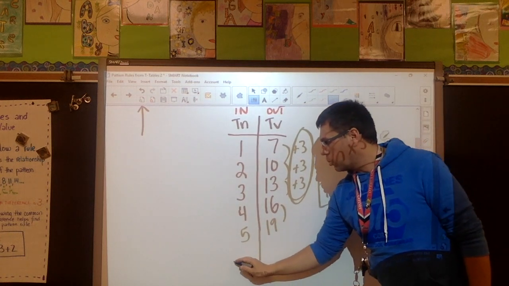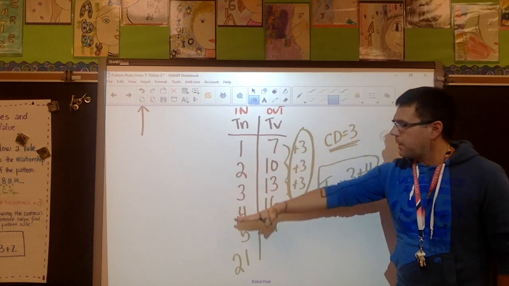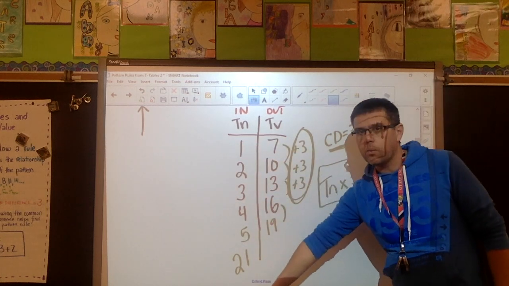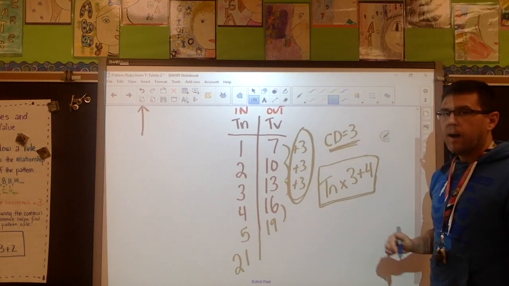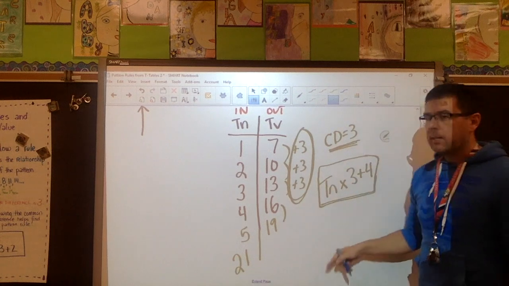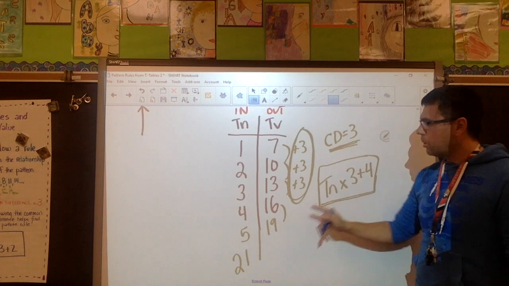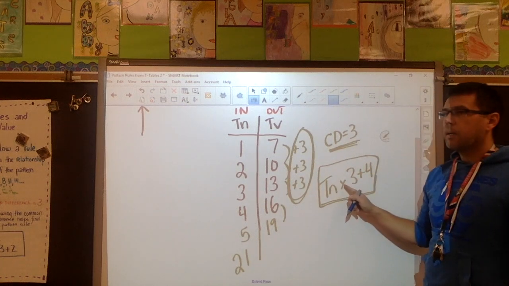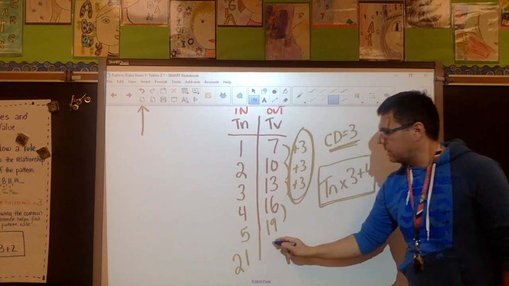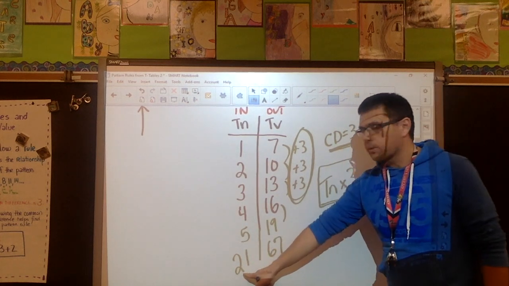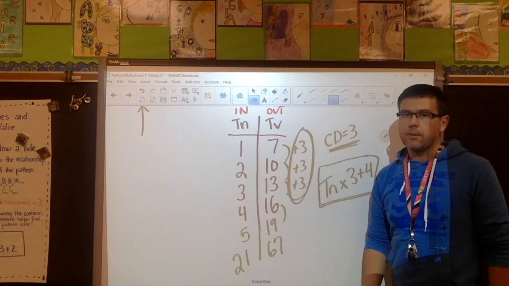What would be the 21st number in the pattern? You see how I can skip now? I don't have to write all the way down to 21 to figure out the 21st number because I know the rule for the pattern. I know that the 21st number is going to be multiplied by 3, and then I'm going to add 4 to it. So 21 times 3 is 63, and 63 plus 4 is 67. I know that the 21st number in this pattern, if I wrote it all the way out, would be 67.